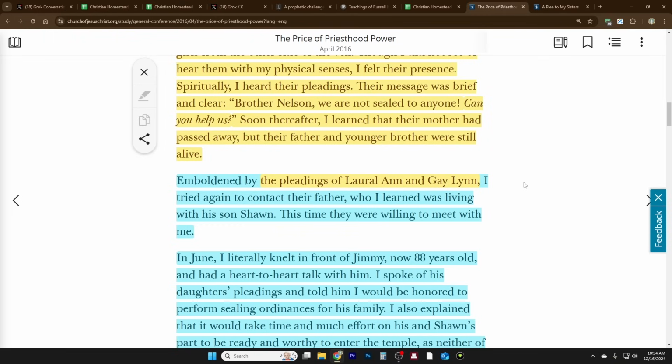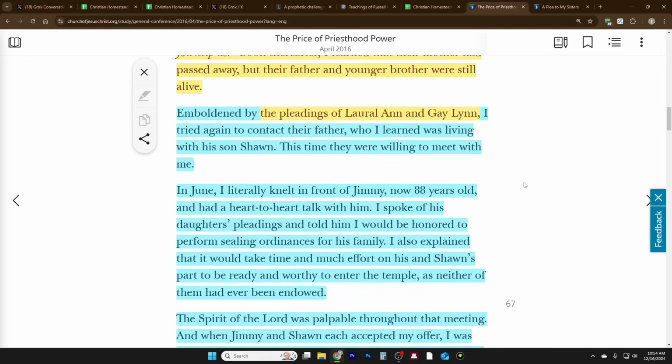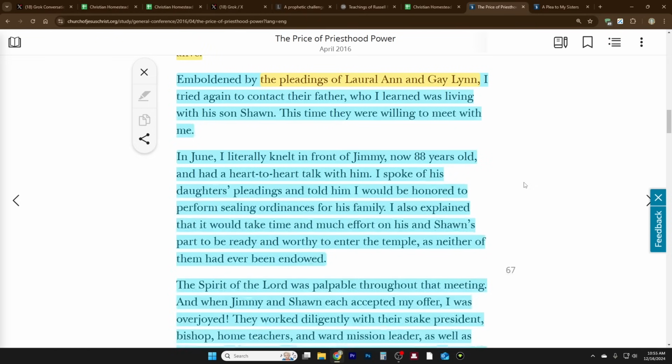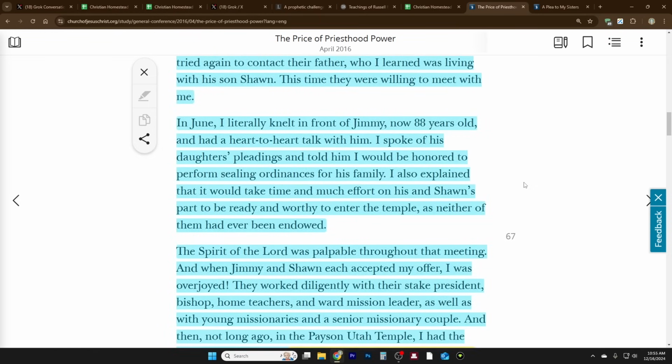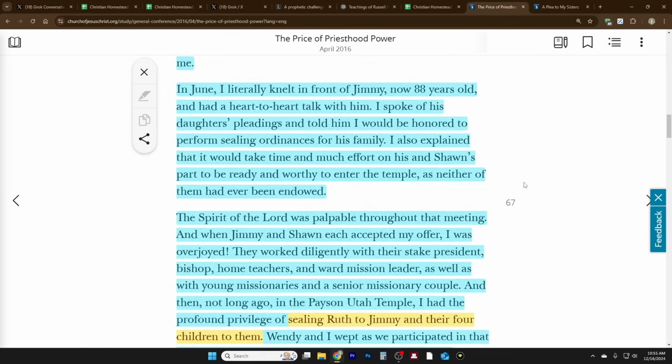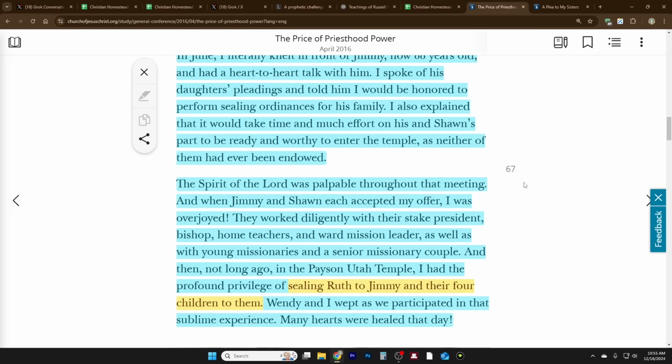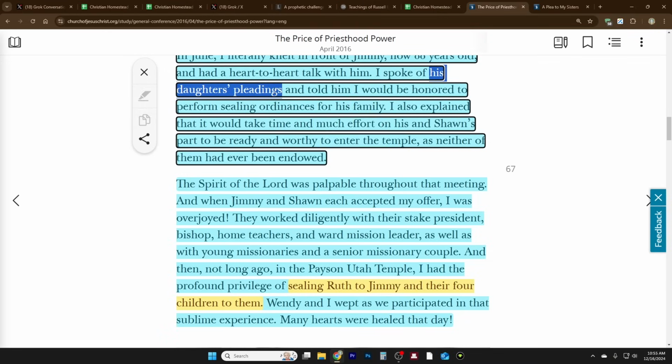Soon thereafter, I learned that their mother had passed away, but their father and younger brother were still alive. Emboldened by the pleadings of Laurel Ann and Gay Lynn, I tried again to contact their father, who I learned was living with his son Sean. This time they were willing to meet with me. In June, I literally knelt in front of Jimmy, now 88 years old, and had a heart-to-heart talk with him. I spoke of his daughter's pleadings.